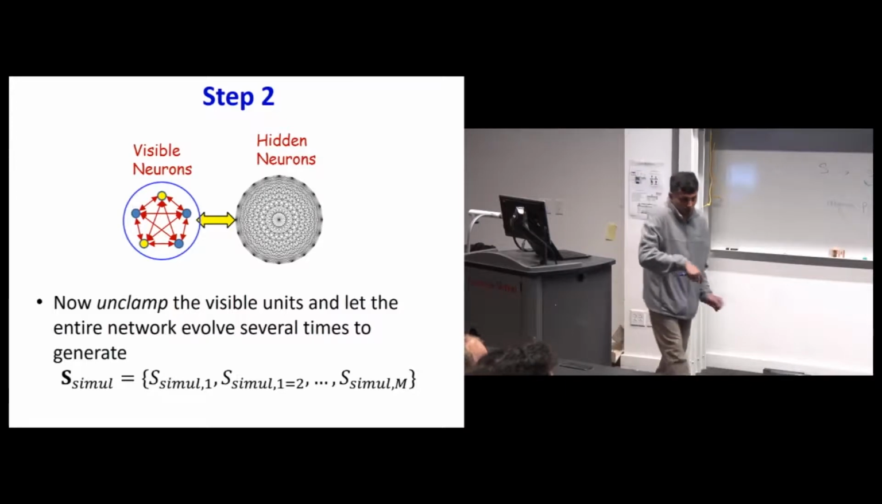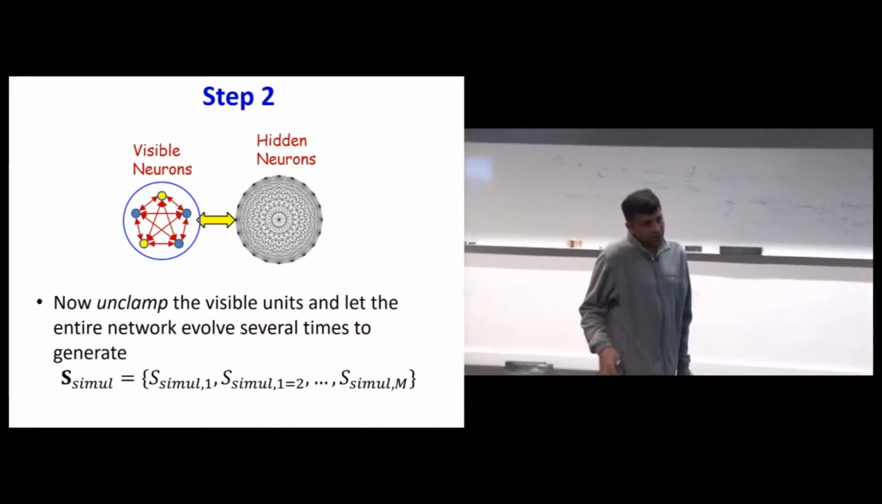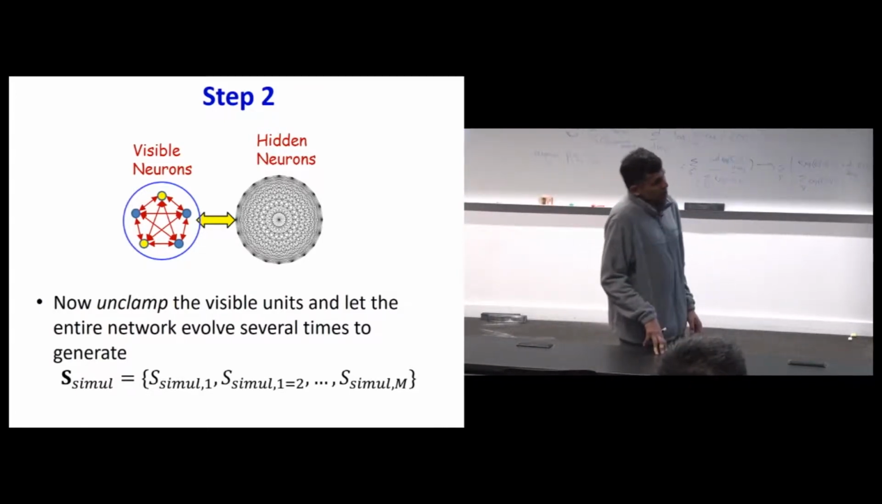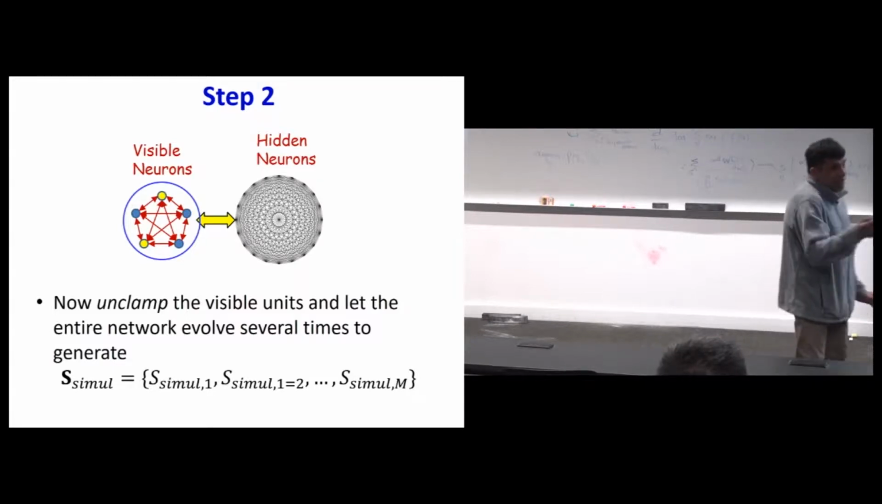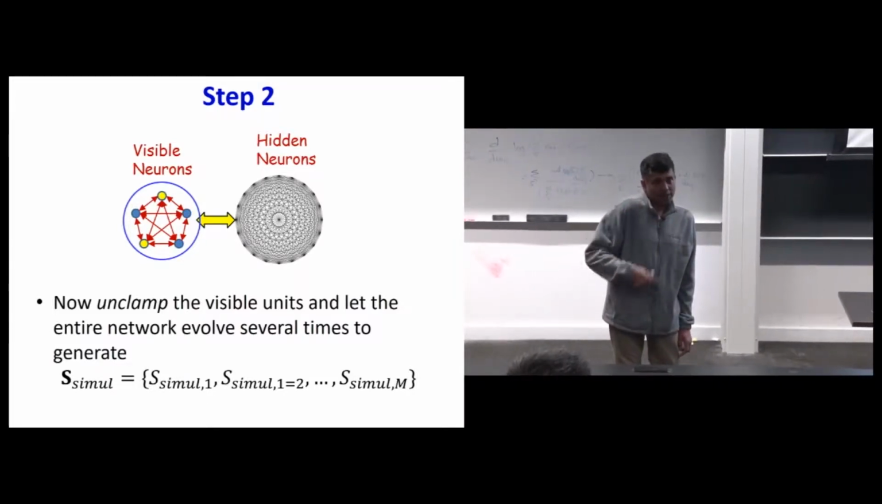Now, if I want to compute the overall behavior of the network, that is, the behavior of the network when I think of the whole thing, visible and hidden patterns, as one combined unit, I can just unclamp the visible units. I no longer fix the visible units. I let the entire system evolve.